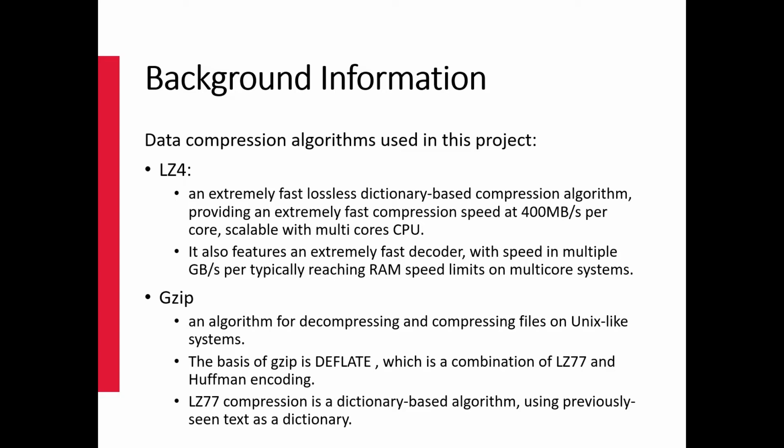And gzip is an algorithm for decompressing and compressing files on Unix-like systems. The basis of gzip is the deflate algorithm, which is a combination of LZ77 and Huffman coding. LZ77 compression is a dictionary-based algorithm, using previously seen text as a dictionary.